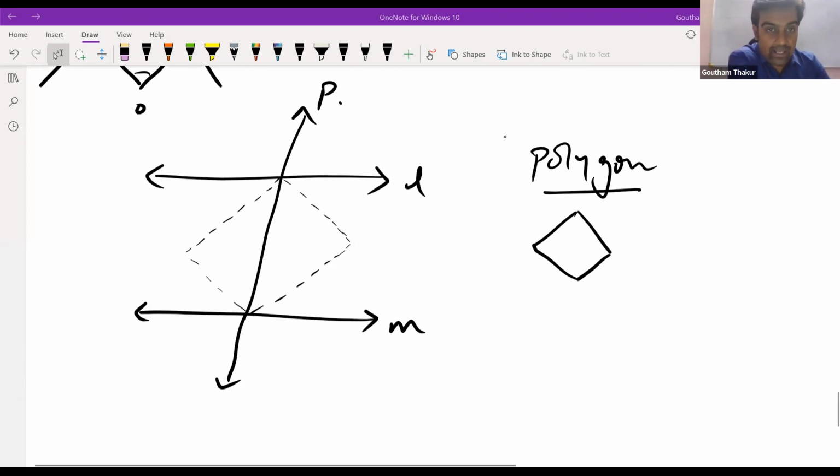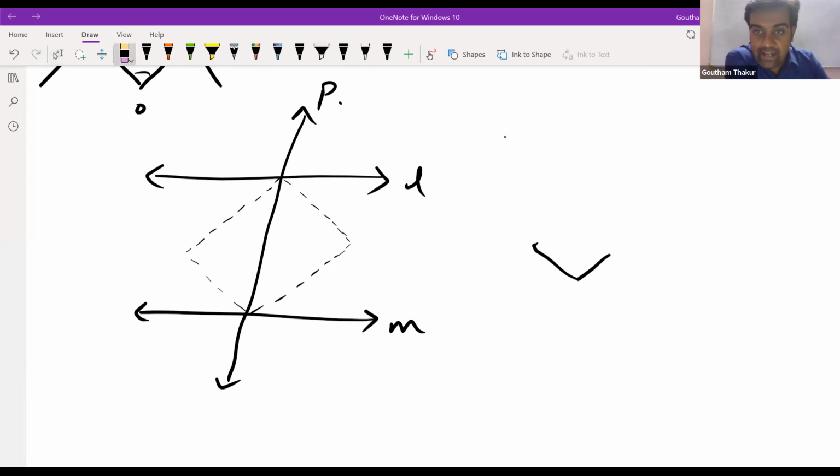Now, coming back to my question. Concentrate carefully, beta. I'll repeat it once again. There are two parallel lines and a transversal. Now, there is a polygon formed with the help of the bisectors. Again, I'm telling you, these are bisectors.